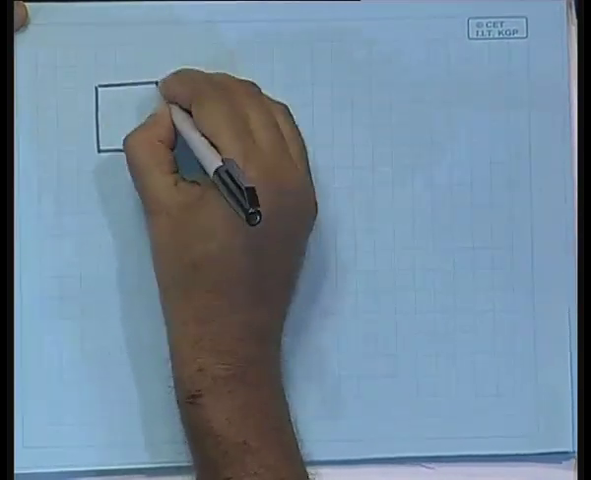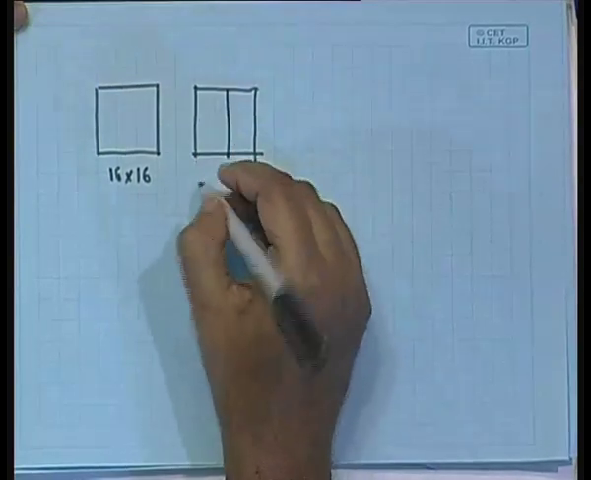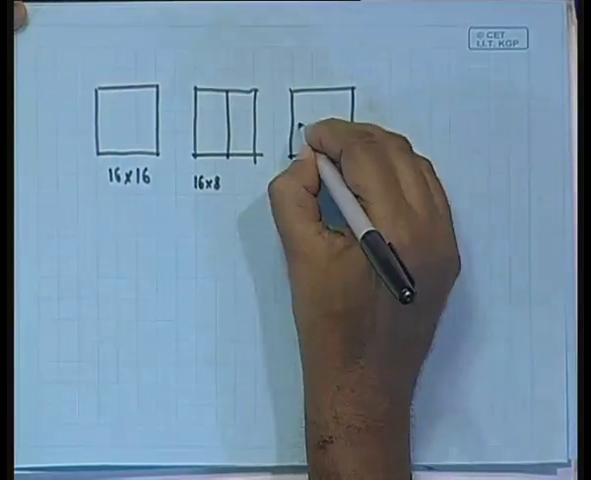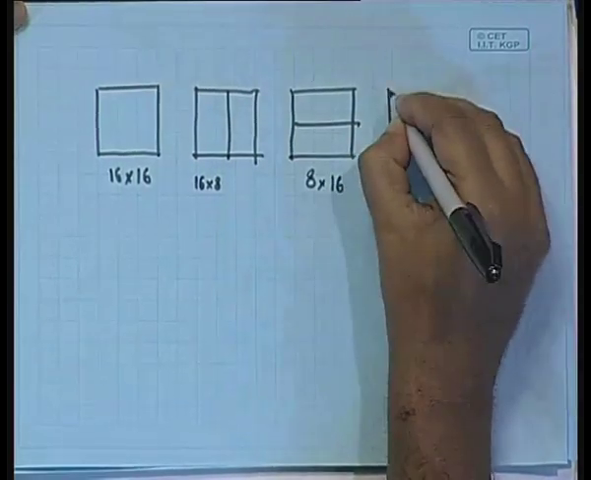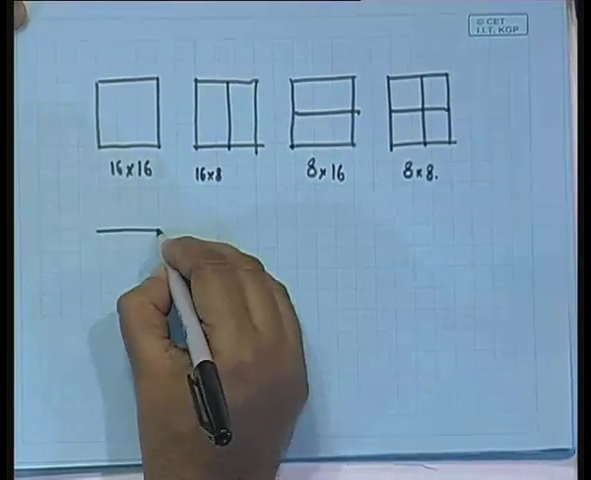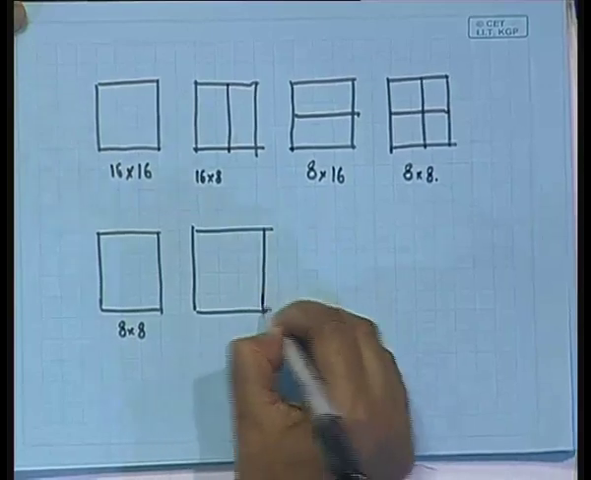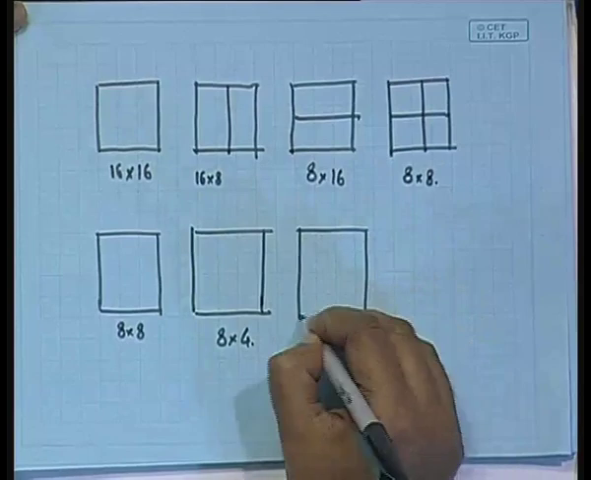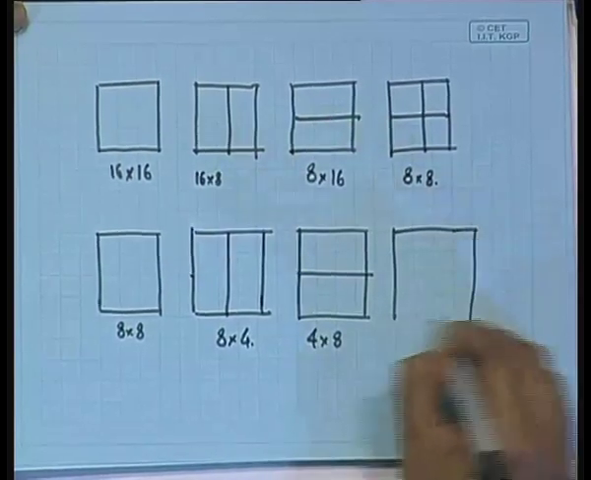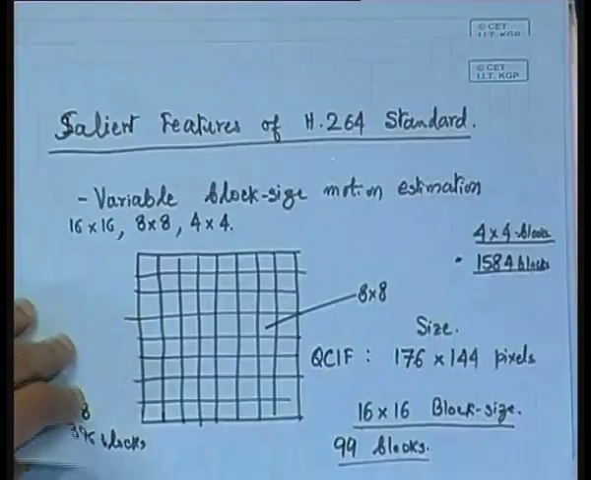If this is the 16 by 16 block size, then it is possible for us to have a vertical partitioning, which we are going to call 2 16 by 8, then we can have 8 by 16 by having horizontal partitioning. One can have 4 8 by 8 partitions. And similarly, every 8 by 8 block can be partitioned into 2 8 by 4 blocks, or 2 4 by 8 blocks, or 4 4 by 4 blocks. So, this is the variable block size motion estimation.